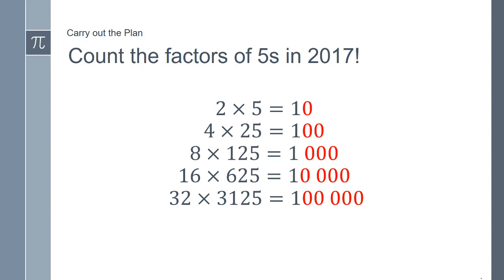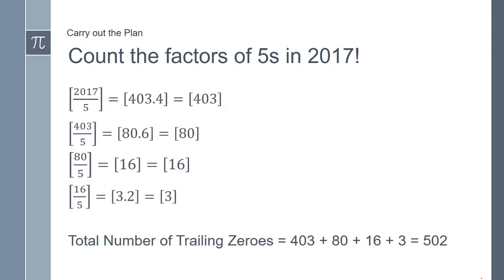So let's look at the final answer. In total, multiples of 5 produce 403 trailing zeros. The multiples of 25 produce an additional 80 zeros. And multiples of 125 produce 16 more zeros, and finally multiples of 625 add 3 more trailing zeros. On top of all that gives us a total of 502 trailing zeros. So there we have it: 2017 factorial has 502 trailing zeros.